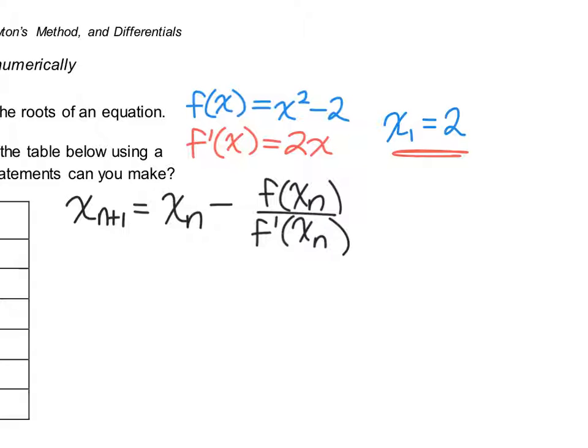So, x sub 1 tells us that the n value is equal to 1. All right, if that's the case, x sub 2 would be equal to x sub 1.